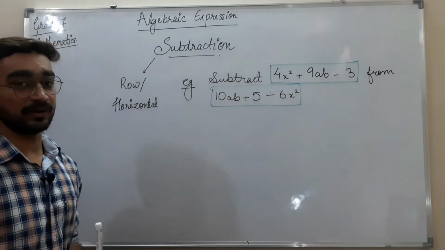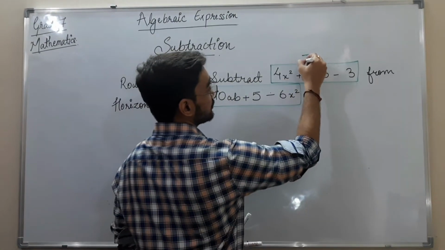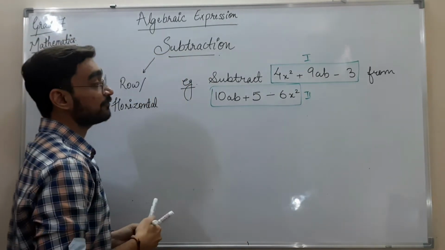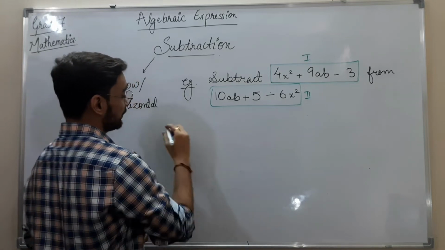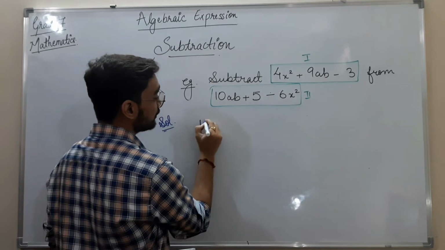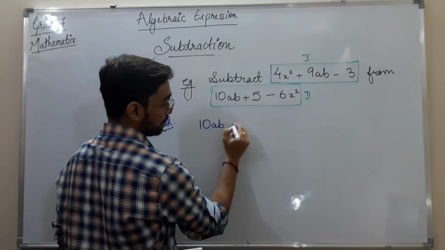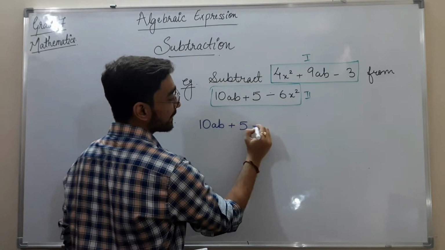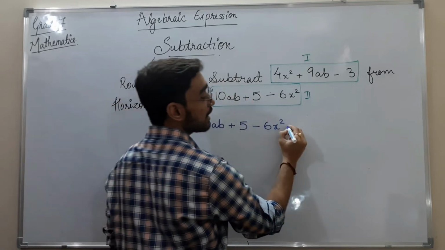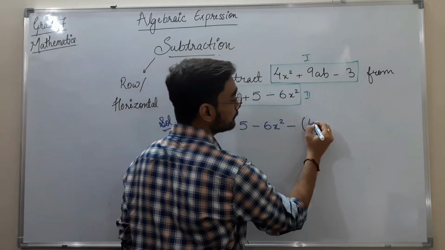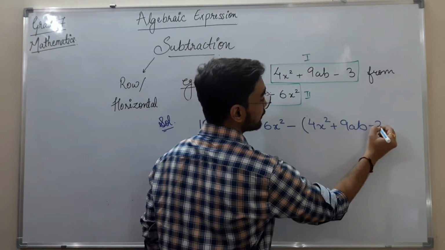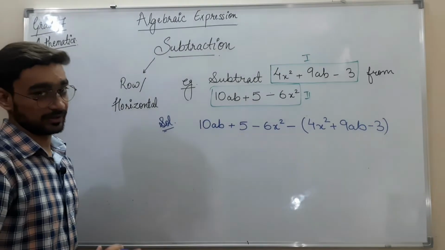I want to subtract this first algebraic expression from the second algebraic expression. So "from" is there, so which algebraic expression do I have to write first? Very good. The second one. So 10ab plus 5 minus 6x square. Subtraction is there, so minus, and inside the bracket what will come? 4x square plus 9ab minus 3. This entire thing will come.